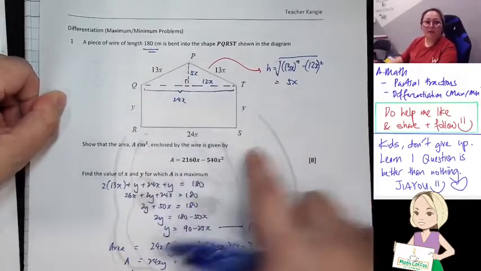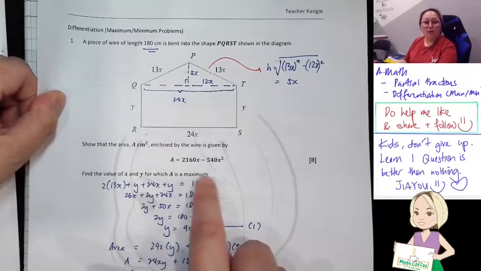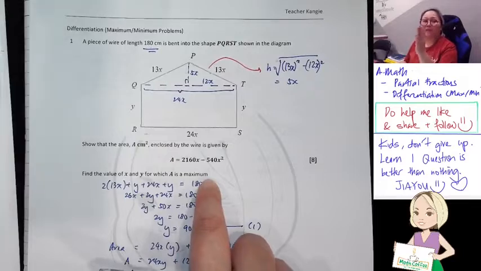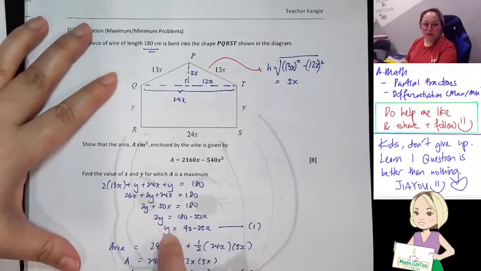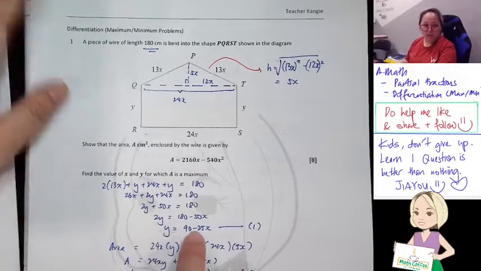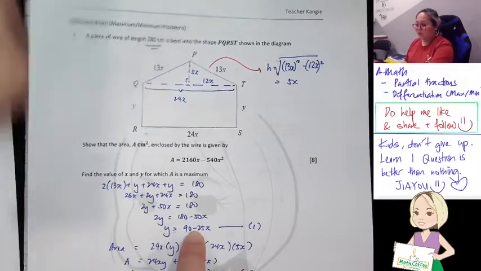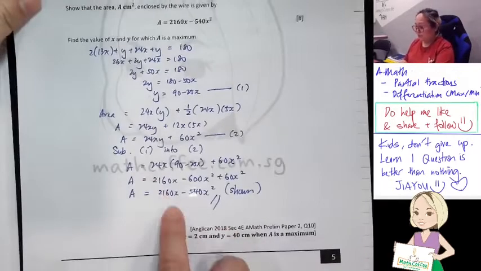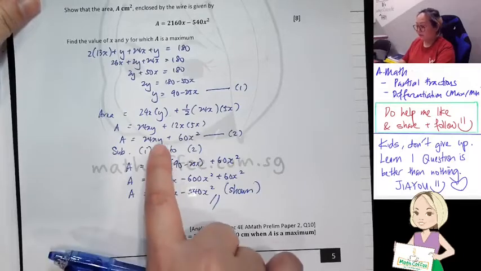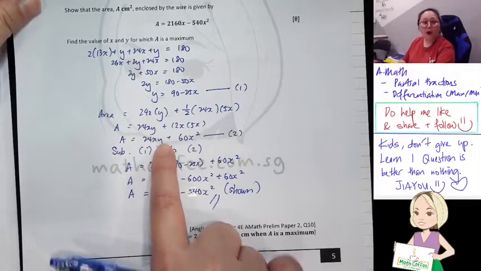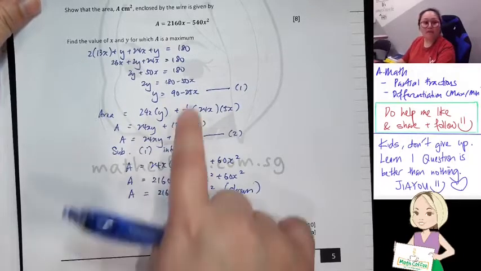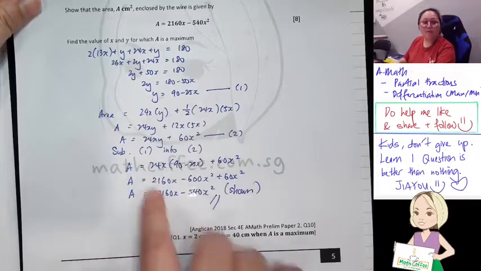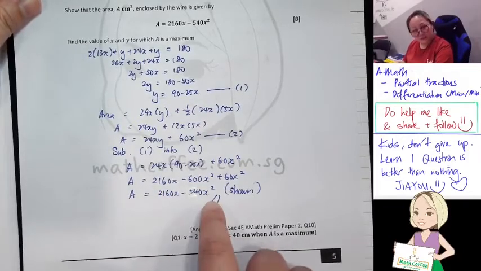I add the perimeter together, and I say that it's equals to 180. And because my objective is I want to make y disappear to become x, so I make y the subject. So I have y in terms of x. And that's where I will replace my y. My area got y just now, right? Here. So I was supposed to replace the y with the 90 minus 25x, which I have got it here. And my A will now be in terms of x.